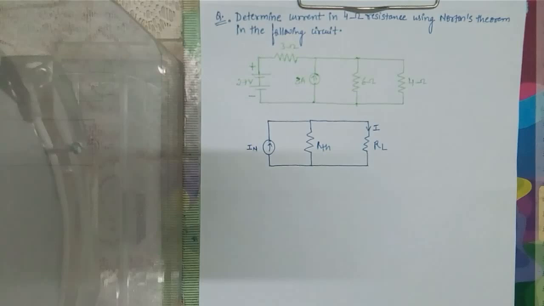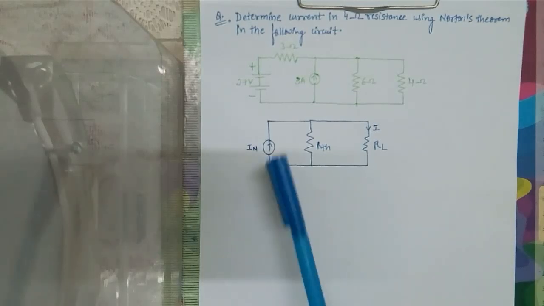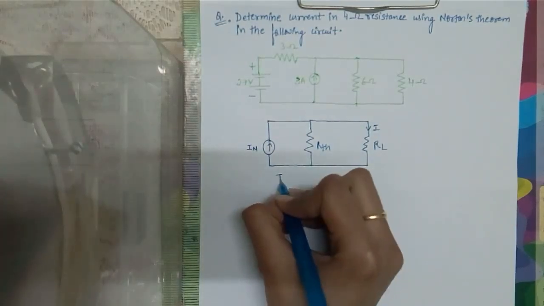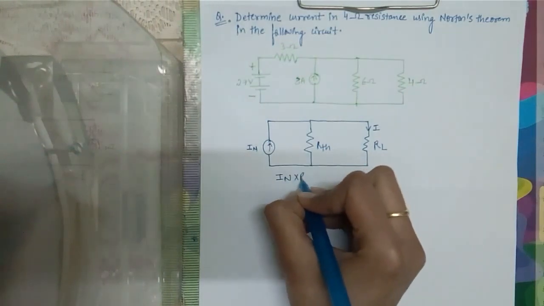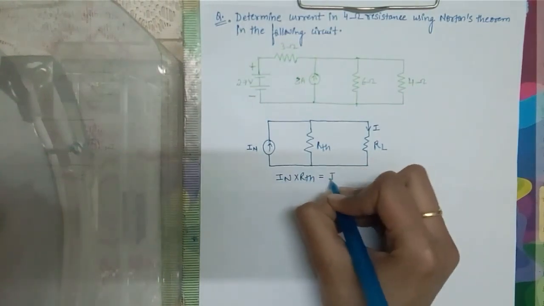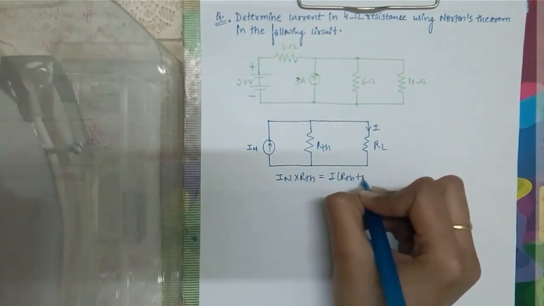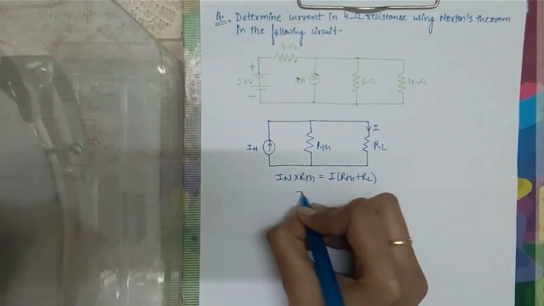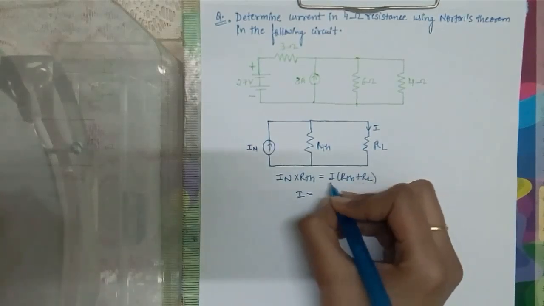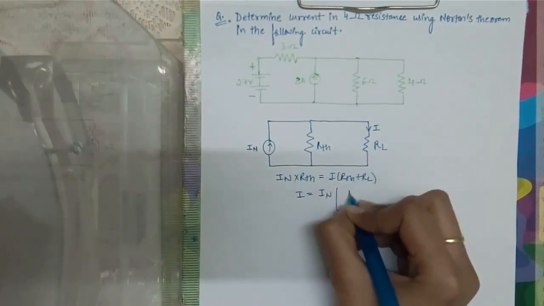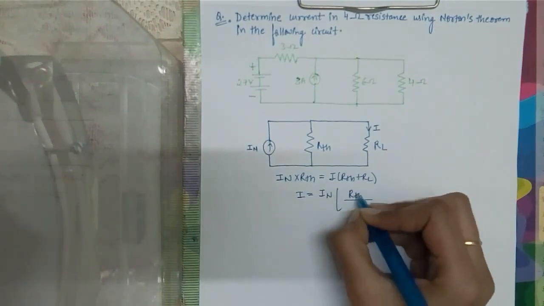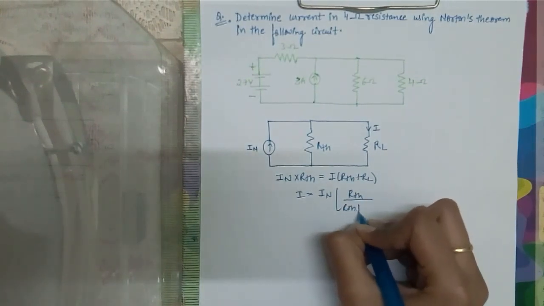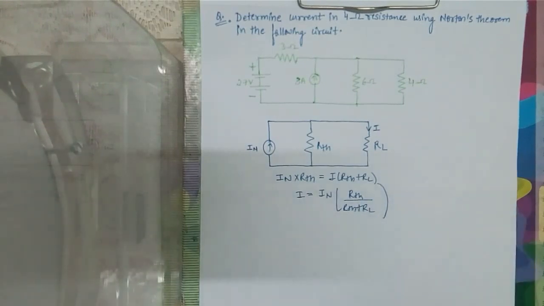we'll have the same voltage in both of the loops. So we'll get a formula of this kind: IN into RTH is equal to I into (RTH plus RL). Now this is because both of the loops have the same voltage, so this is how we have derived this equation. So for determining I, our equation will be IN into RTH upon RTH plus RL.